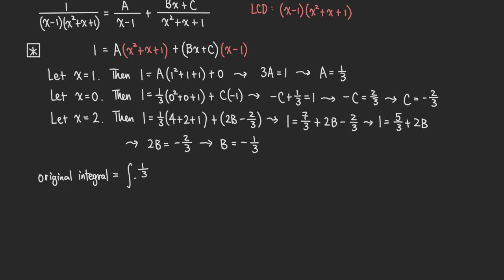Well, actually I need the fraction line, right? So we have x minus 1 dx and then the integral. Okay, so now the bx plus c. So what do we get here? We have -1/3 x plus the c. The c is -2/3, so I need a minus sign, so -2/3.